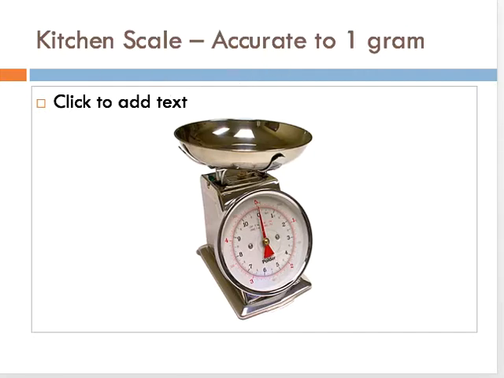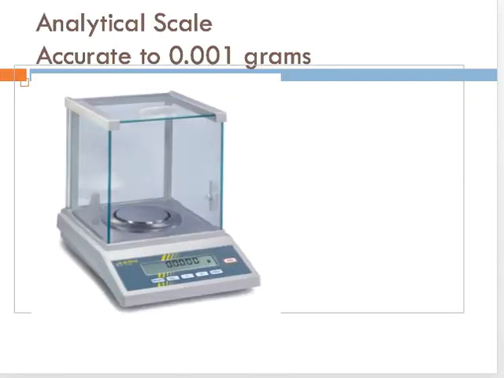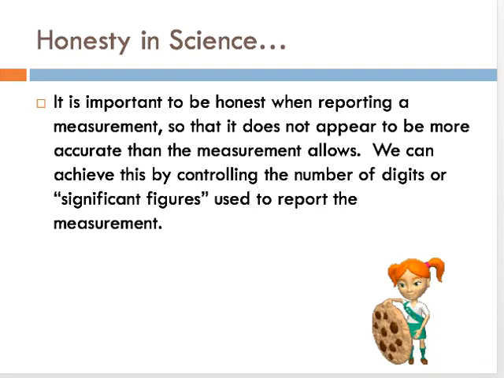On the other hand, if you're taking AP Chem, you have to use one of these. This is about a $2,000 scale. It could go out to the thousandths place, or actually this one goes out to the 10,000ths place. So we can then have our measurements out that far to those places, and we want to be honest about our measuring. Again, it's important to be honest when reporting a measurement so that it does not appear to be more accurate than the measurement allows, than your measuring device allows.